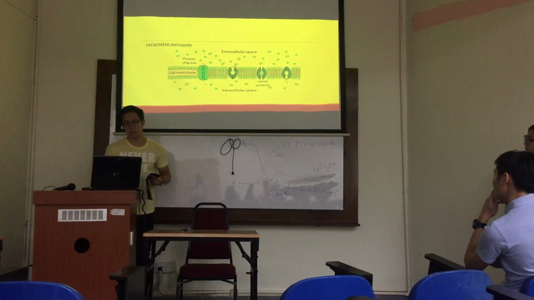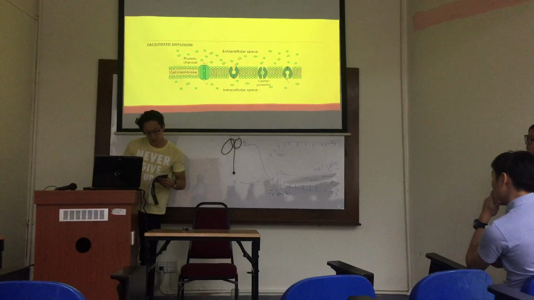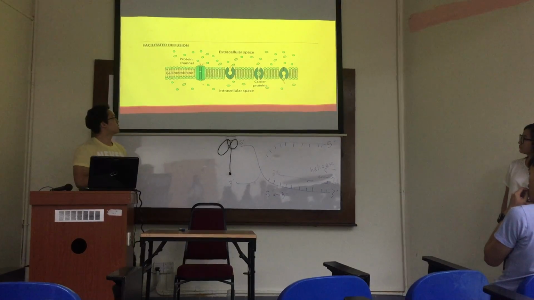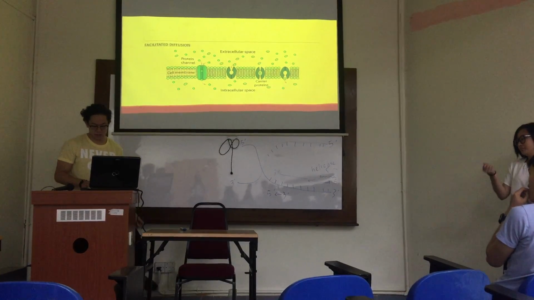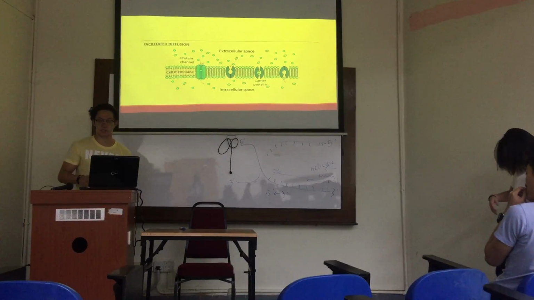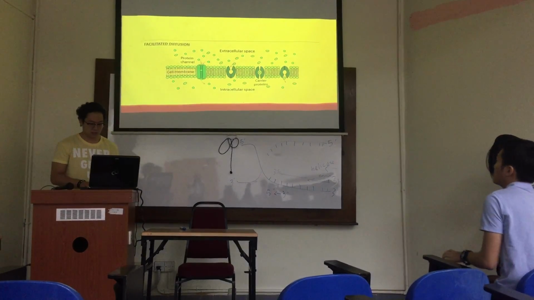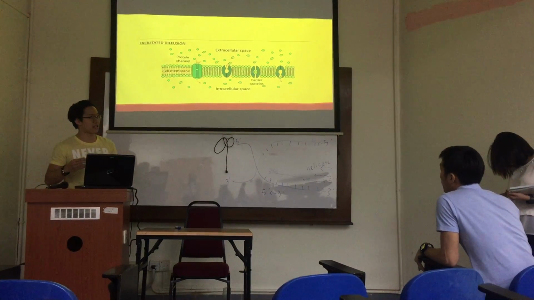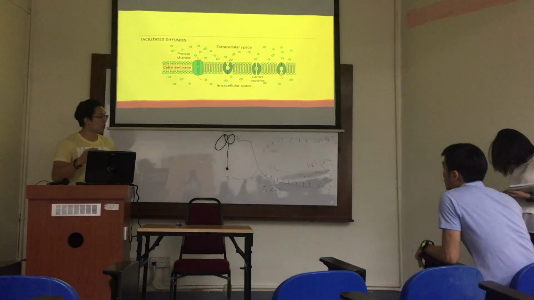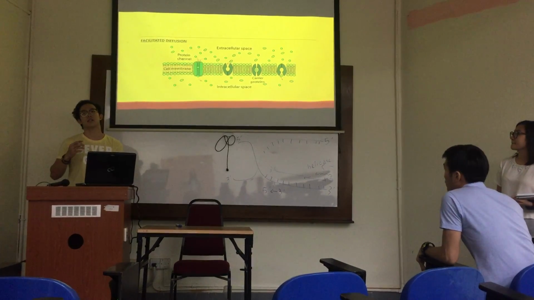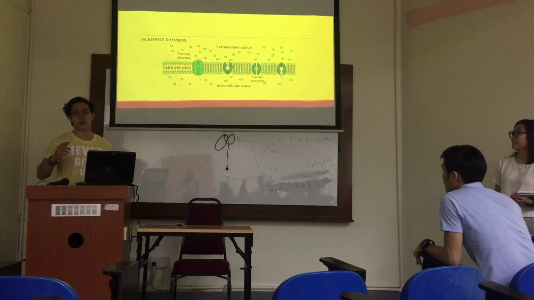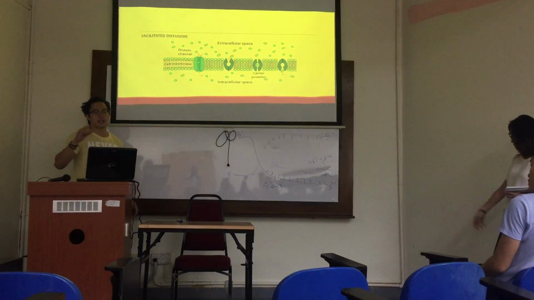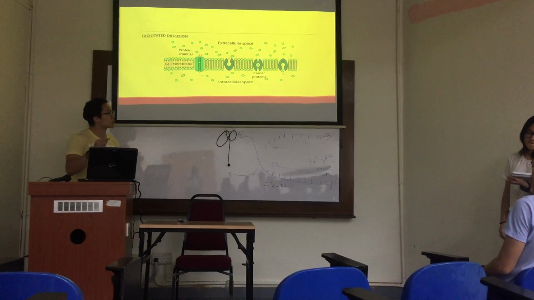I'd like to give an example of facilitated diffusion, which is glucose facilitation. As we know, glucose is a sugar molecule that serves as the fundamental energy source for many cells. Outside the cells, in the bloodstream, there's high glucose. Inside the cell, the glucose is low because it is continually consumed by cell metabolism.